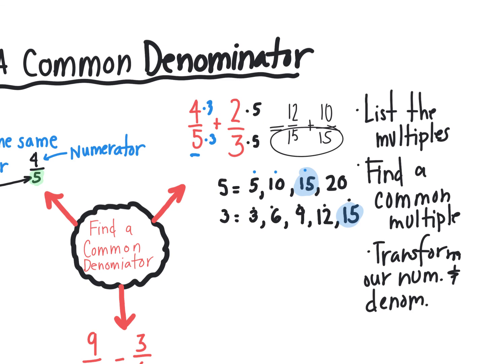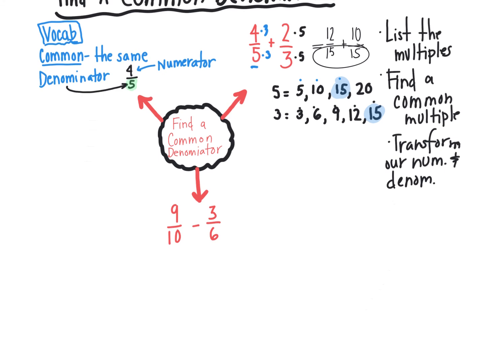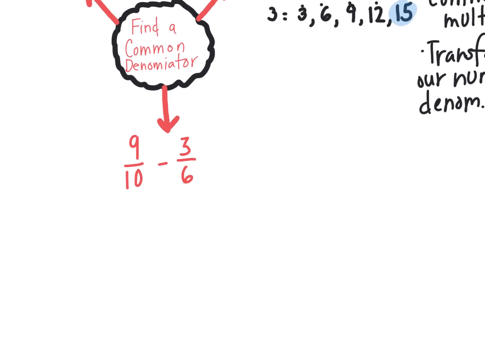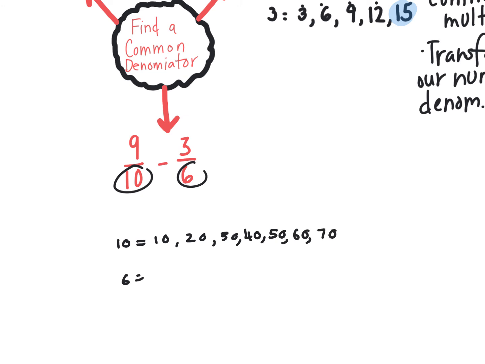All right, the only other time you ever have to do this is when you're subtracting fractions. So let's do the same thing. We're going to list the multiples. So the multiples of 10 and 6. So I have 10 and 6 here. 10 times 1 is 10. 10 times 2 is 20. 10 times 3 is 30. 10 times 4 is 40. 10 times 5 is 50. 10 times 6 is 60. 10 times 7 is 70. I can keep going and going.